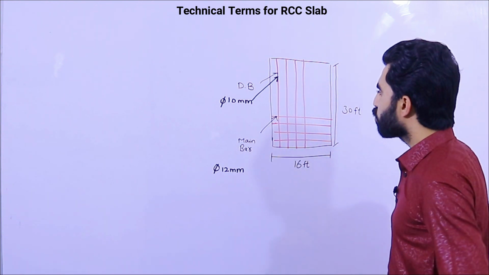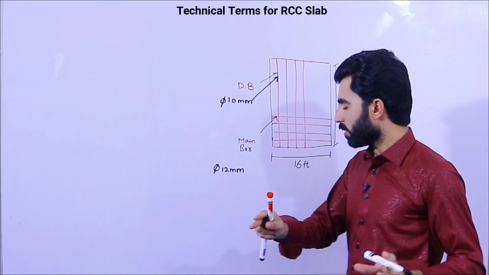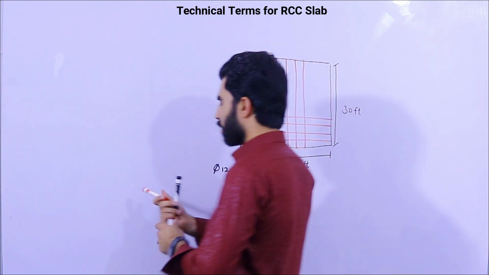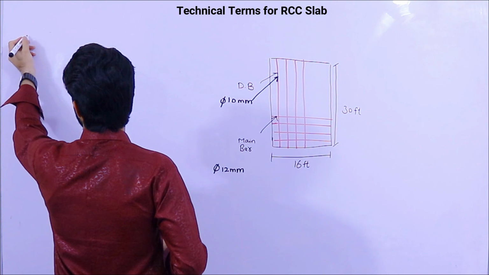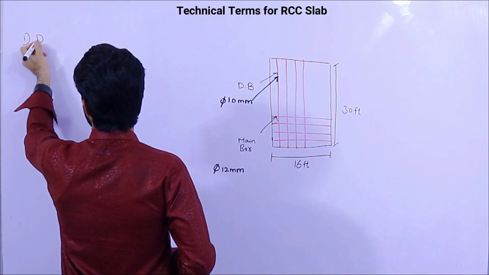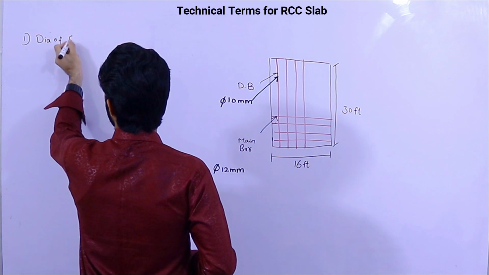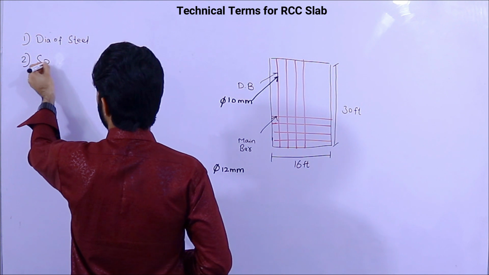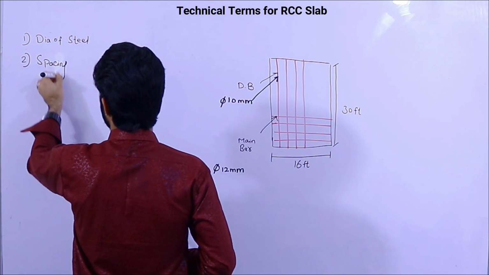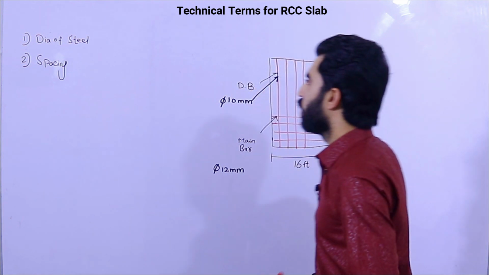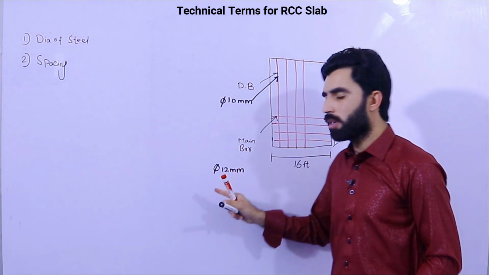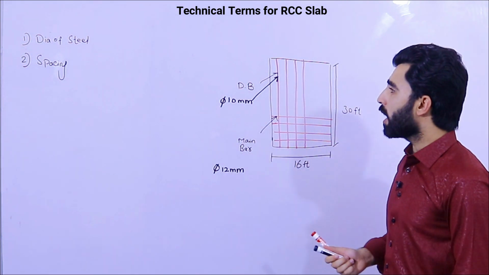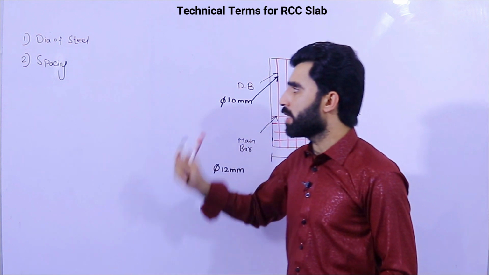Okay, the next one, guys, remember, normally for residential buildings, the first term about steel reinforcement is the dia of steel. Now the second one is its spacing. Right, as I told you before, the dia of steel for the main bars should be 12 mm and for the distribution bar 10 mm. Okay, now guys, the other one is spacing.